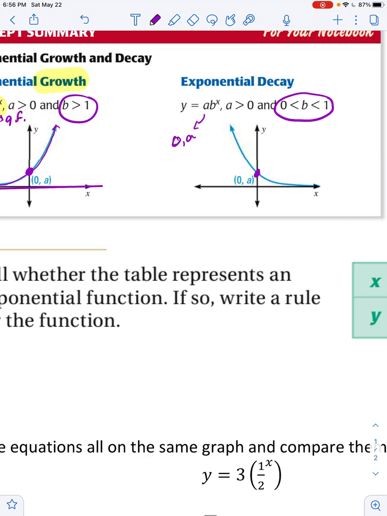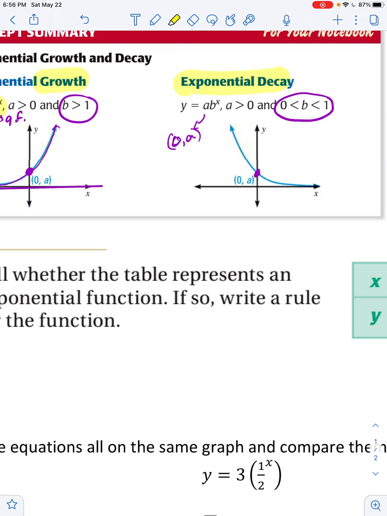What do you get when you plug in 0? That tells you where it'll cross the y-axis. But what's going to be different is that our b values are now going to be fractions, and so you can see that instead of growing from left to right, this is going to be decreasing, and so we call it exponential decay.